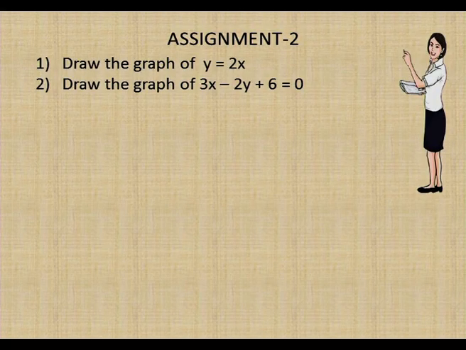Children, I hope that you have understood how to locate the linear equations on a graph, and with these graphs you will be able to identify the corresponding values of the x and y value. Suppose you know the x value, you can find out the y value with the help of these graphs also. So, I hope that you will be able to locate the graphs of the linear equations which are given in your textbook, and here is an assignment for you. Please children, draw the graph of y is equal to 2x, draw the graph of 3x minus 2y plus 6 is equal to 0.